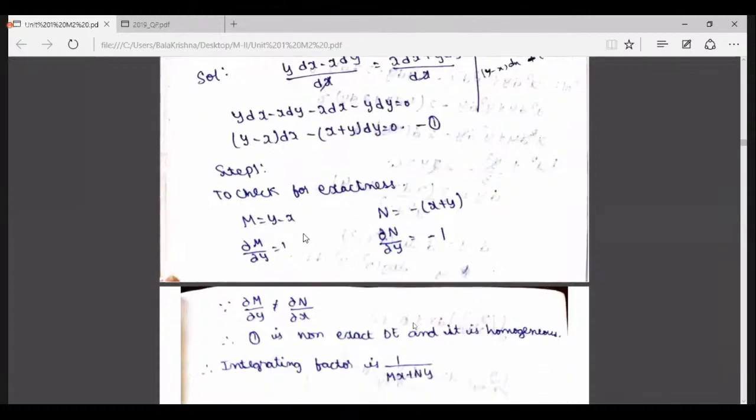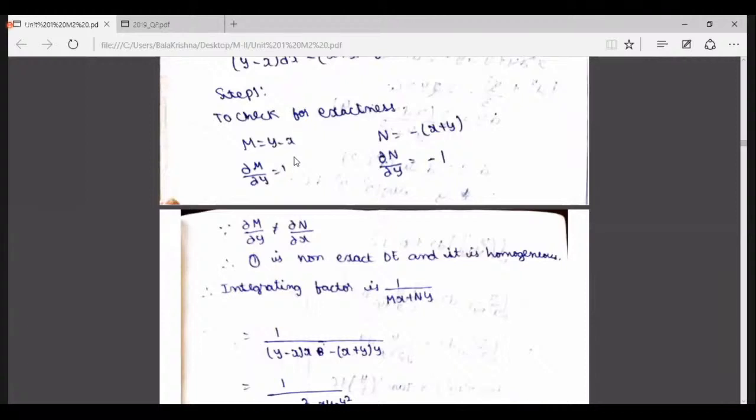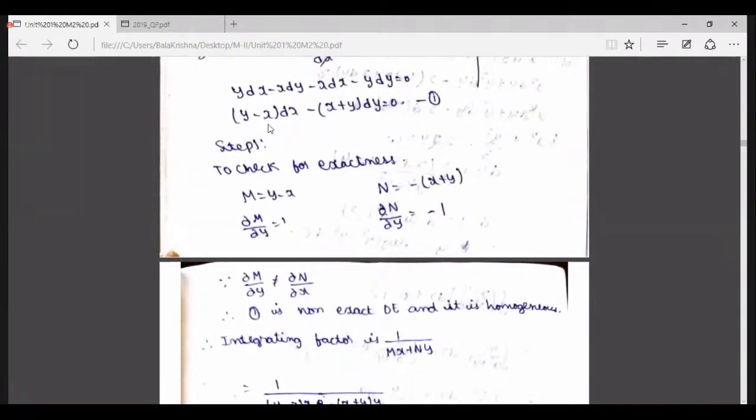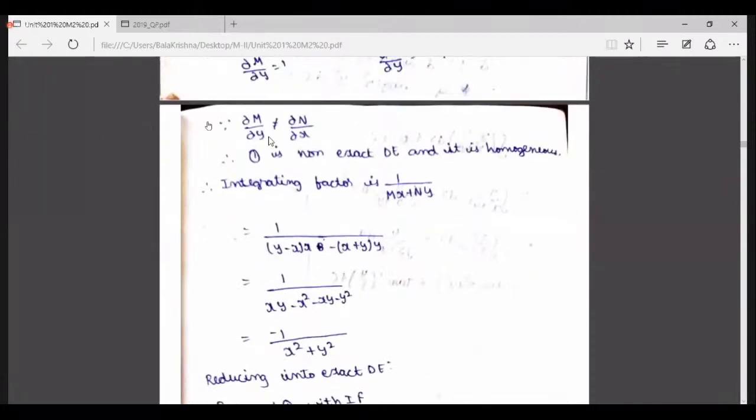So first step, you need to check for exactness. M is y minus x, N is minus of x plus y. So ∂M/∂y, if you differentiate this with respect to y, it is 1, and this is 0. And ∂N/∂x, when you differentiate this one, you will have minus 1. So ∂M/∂y is 1, ∂N/∂x is minus 1, which is not equal, which means the given equation is non-exact. If it is non-exact, we should find its integrating factor.